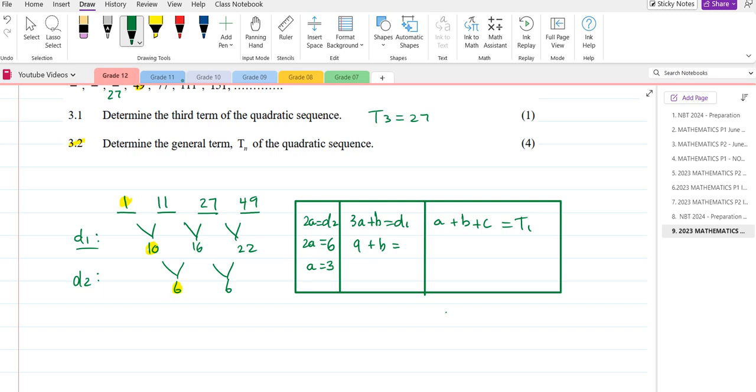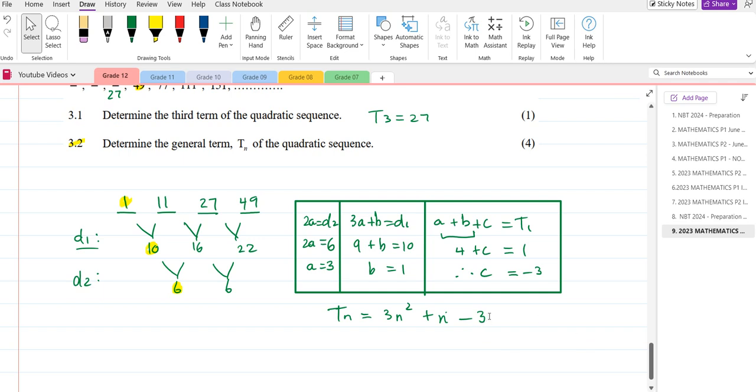What is difference 1? 10. So b is equal to 10 minus 9, which is 1. Now a plus b is going to give me 4, plus c is now equal to term 1, which is 1. Therefore c is now equal to 1 minus 4, which is negative 3. So my Tn is equal to an squared, which is 3n squared, plus bn, so plus 1n, plus c, which is negative 3. So I hope you guys are understanding.